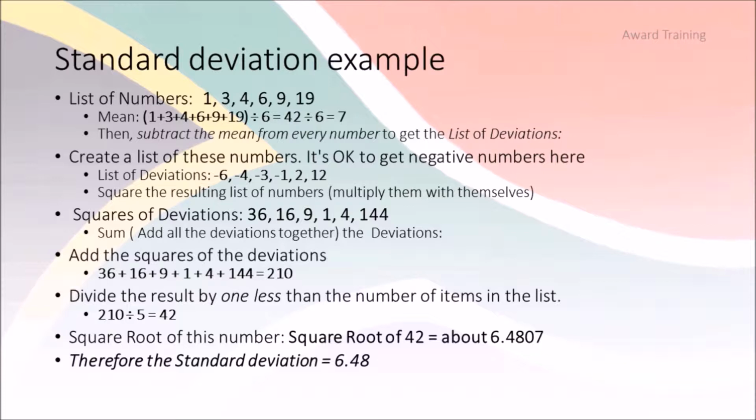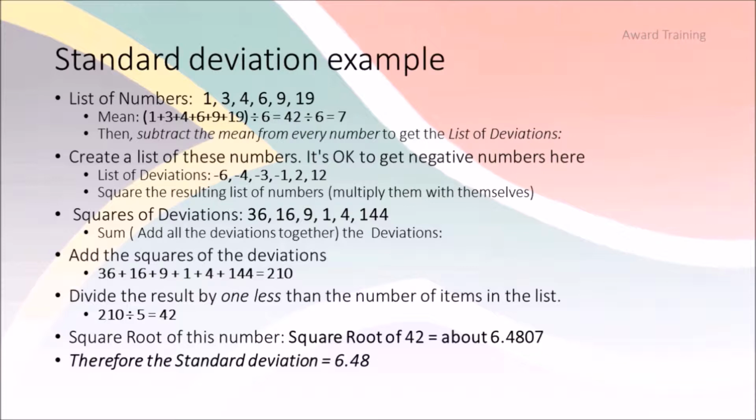We now know how to calculate the mean. We add up those numbers, divide it by 6, as there were a total of 6 in the list. We then get 42 divided by 6 equals 7. So our mean or average for this list of numbers is 7. We are now going to subtract the mean from each number to get a list of deviations.